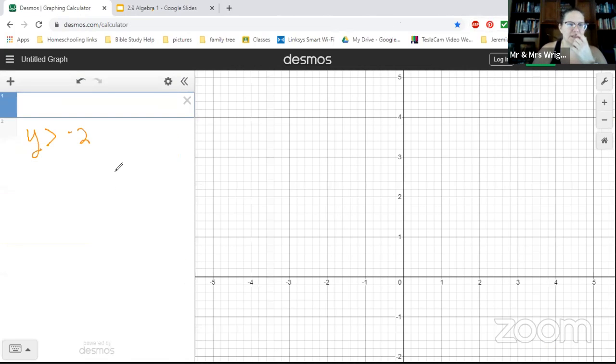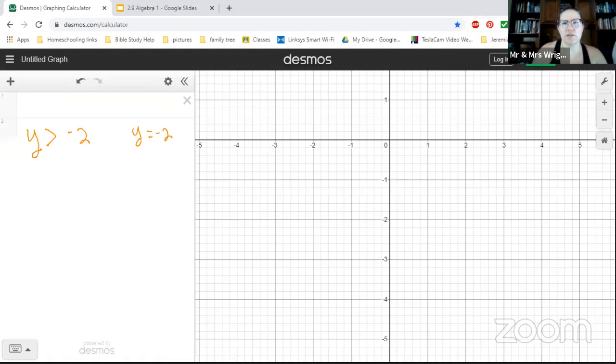All right. So we know that this, if it's y equals, remember y equals negative 2, we know that it's going to be a horizontal line. I'm going to get my negative. I'm going to pay attention this time. It's a negative. So a horizontal line is going to go across here, right?